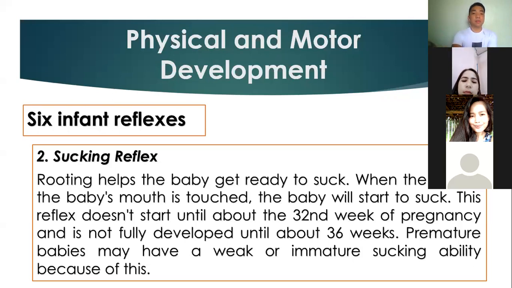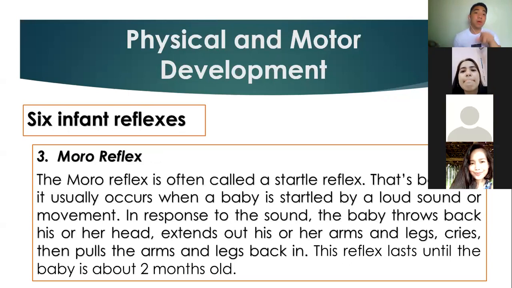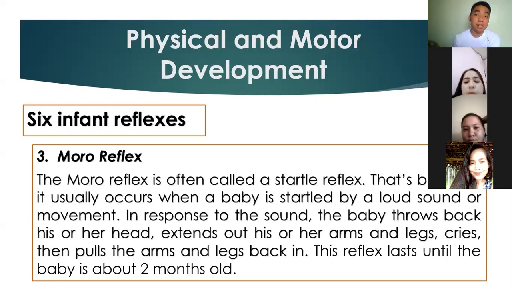Okay? So, the third one, we have the Moro reflex. The Moro reflex is often called a startle reflex. That's because it usually occurs when a baby is startled by a loud sound or movement. In response to the sound, the baby throws back his or her head, extends out his or her arms and legs, cries, then pulls the arms and legs back in. This reflex lasts until the baby is about 2 months old. In Bisaya, the baby gets startled, right? Can you imagine when a baby is startled, eyes wide open, and then he immediately extends his hands and his legs?